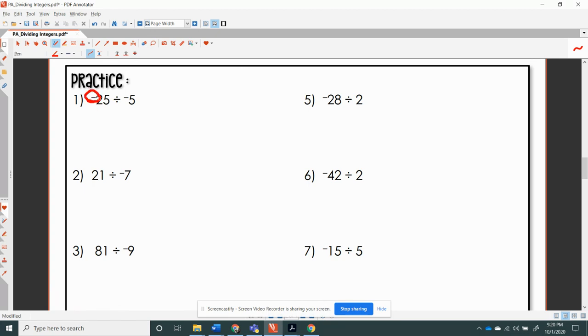We have a negative 25 and a negative 5. That means our answer will be positive. 25 divided by 5 is 5. We have a positive 21 and a negative 7. That means our answer will be negative. 21 divided by 7 is 3. We have a positive 81 divided by negative 9. A positive divided by negative is negative. 81 divided by 9 is 9.